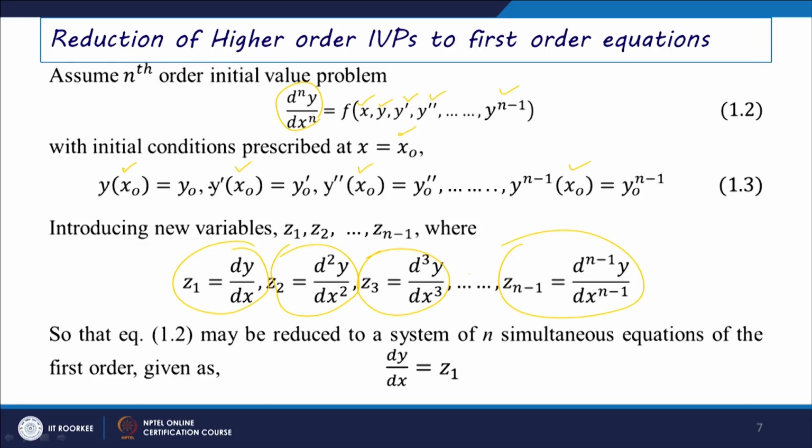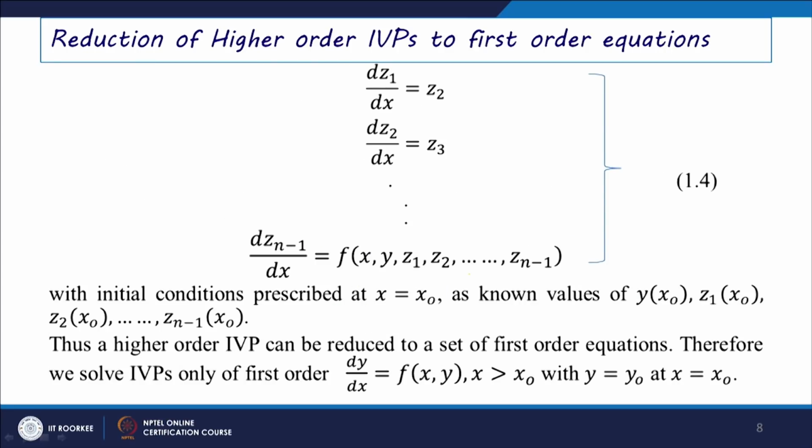And if you take the first differentiation of z1, so dz1 by dx, this can be written as z2 here. Similarly, z3 can be written as the simple first order differentiation of z2. And likewise, if we proceed, we obtain d of z n minus 1 by dx as f of x, y, z1, z2, up to z n minus 1.